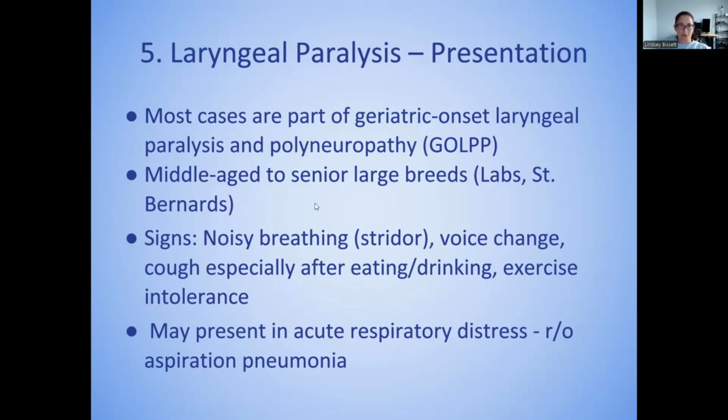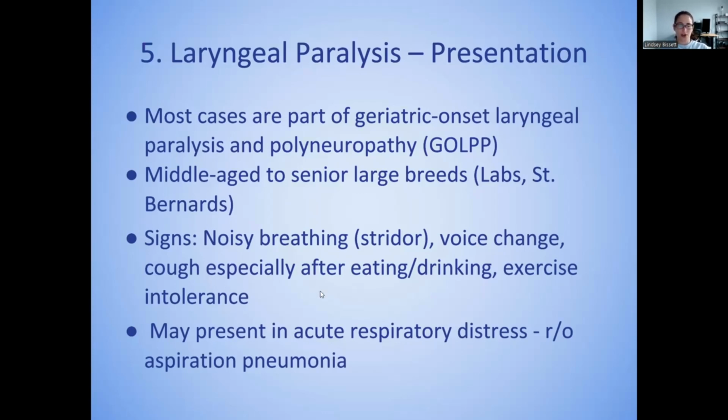Typically, we're seeing this in middle-aged to senior large dogs. So labs are definitely overrepresented. St. Bernards can also be seen. As for the symptoms, we're not seeing stridor like the bulldogs, in their nose. You're hearing the stridor kind of within their throat. Another common thing that you'll hear owners say is that their bark has changed.